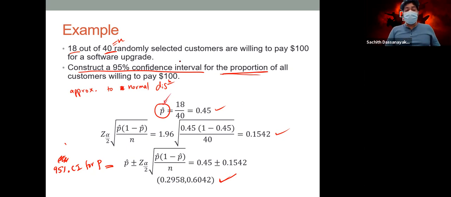So this is what we do. As last time, when we found the confidence interval for mu, the population mean, by using the sample mean, here we do the same with population proportion using sample proportion, something like that. Clear?